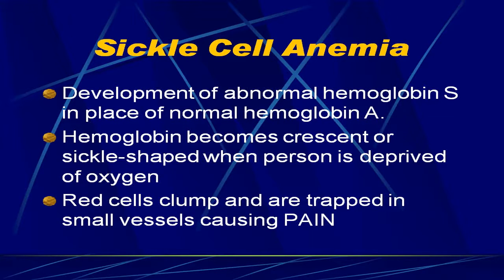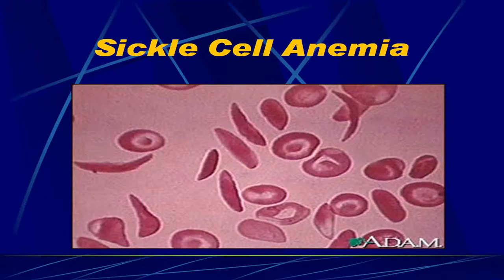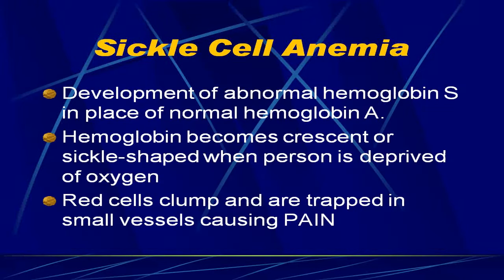You can see here with sickle cell anemia, the sickle-shaped red blood cells. Normally, the round red blood cells just brush against one another and flow on through the body. Well, with these spoon-shaped red blood cells, they clump together. As this previous slide says, they clump and block the small vessels. If the small vessels can't get oxygen, it's going to cause this person to have pain.